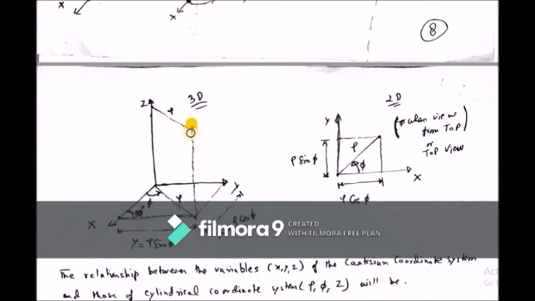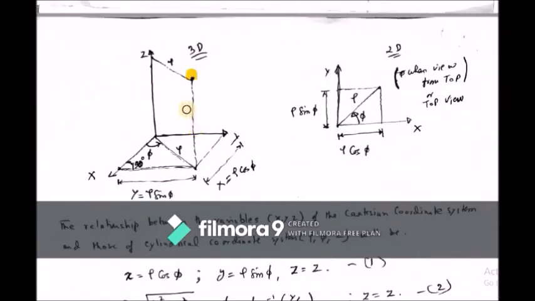Now I want to convert this point P to the rectangular coordinate system, or we can do vice versa, that is, any point P in the rectangular coordinate system can be converted into the circular cylindrical coordinate system. So how can we do that? Here is the point P in the circular cylindrical coordinate system, and its projection on the xy plane is like this. See, this is the rho.